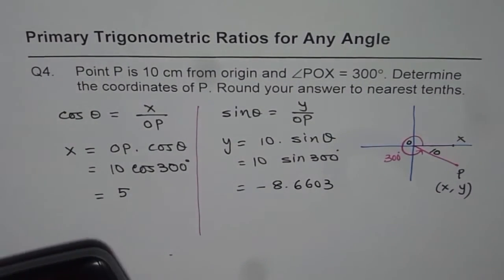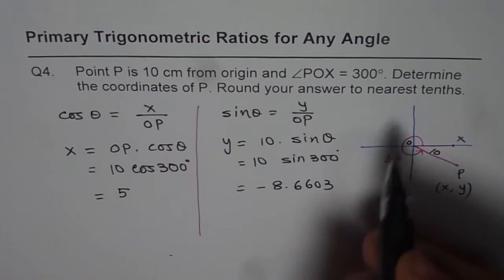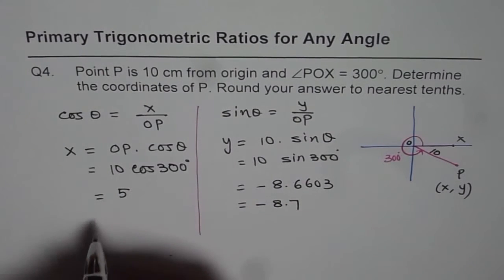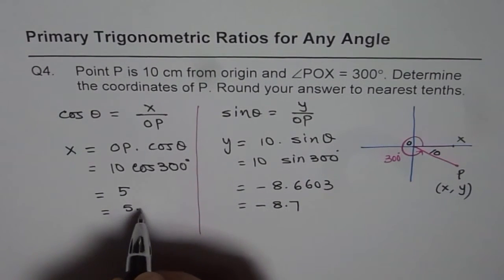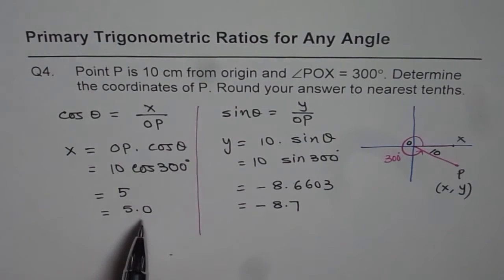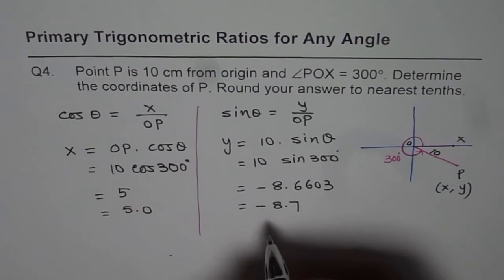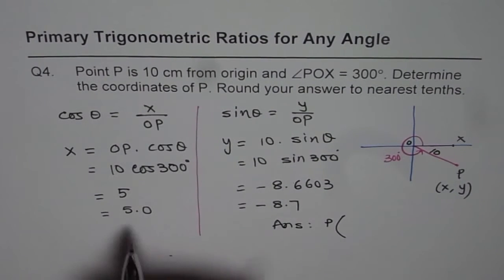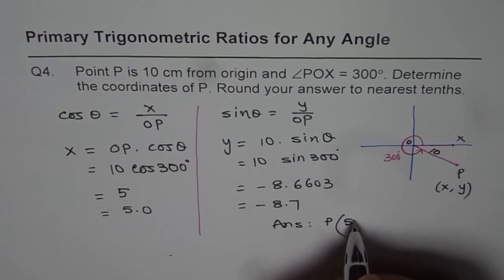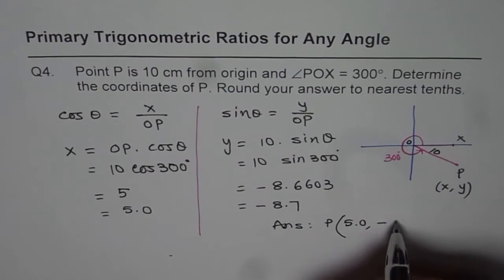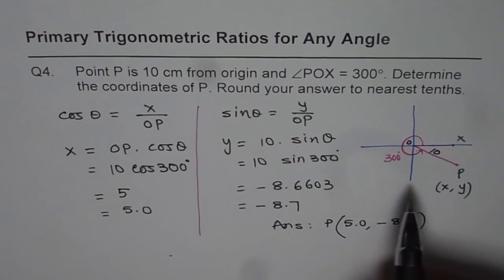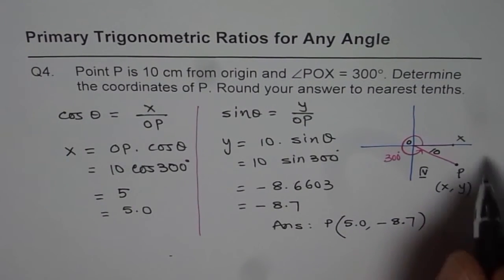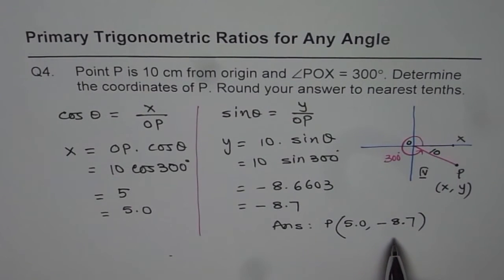8.6603. Now we need to round our answer to the nearest tenth. So when rounded, this will give us minus 8.7 and this will be 5.0. It is kind of important to write one decimal place, right? And therefore, we can say our answer is that point P has X coordinate value 5.0 and Y is minus 8.7. It makes sense, right? We are in quadrant 4 and that's how it should be. X is positive and Y is negative.